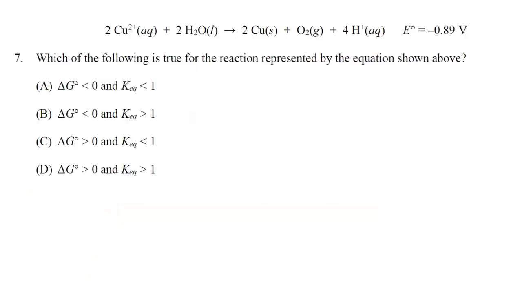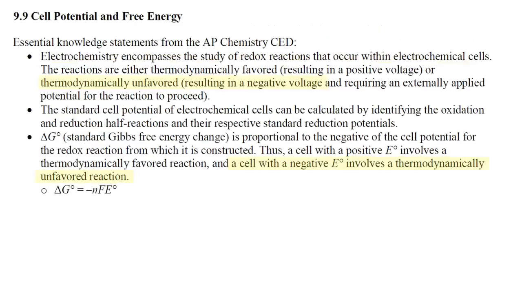All right, now let's take a look at question 7. In question 7, it says, which of the following is true for the reaction represented by the equation shown above? Let's focus on the sign of the cell potential for this reaction. The sign of the cell potential is negative. So what does a negative cell potential tell us about thermodynamic favorability? In topic 9.9, we know that if a reaction is thermodynamically favored, it would have a positive voltage or a positive sign for the cell potential.